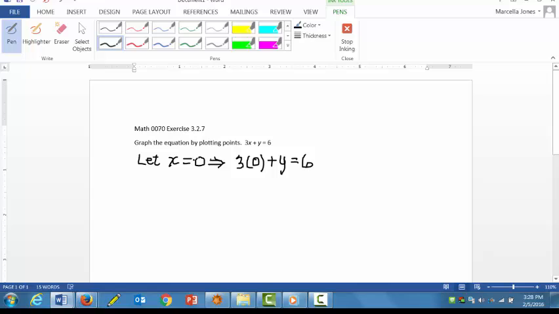So I chose x equals 0 because it is simple to work with. It avoids a fraction value of y, and it will keep me on the graph that I need to plot this line on. So 3 times 0 plus y equals 6. Since 3 times 0 is 0, that gives me 0 plus y equals 6, which gives me y equal to 6.